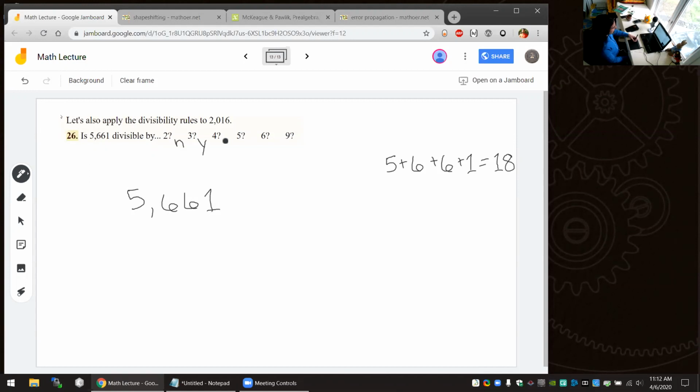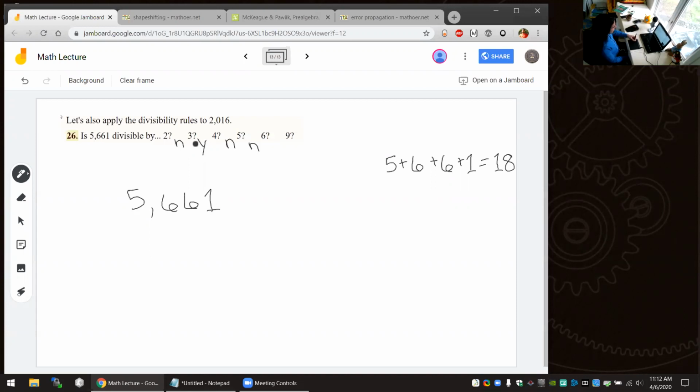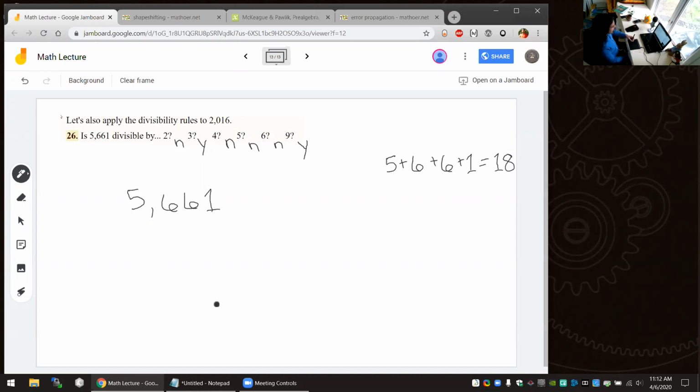Okay, 4. If I look just at the last two, does 4 go into 61? No, 4 doesn't go into any odd numbers, so that's going to be a no. 5, does it end in 0 or 5? No. 6, do 2 and 3 both work? No, because 2 didn't. 9, does 9 go into the sum of the digits? Yes, so 9 is going to go into this big thing we started with also.